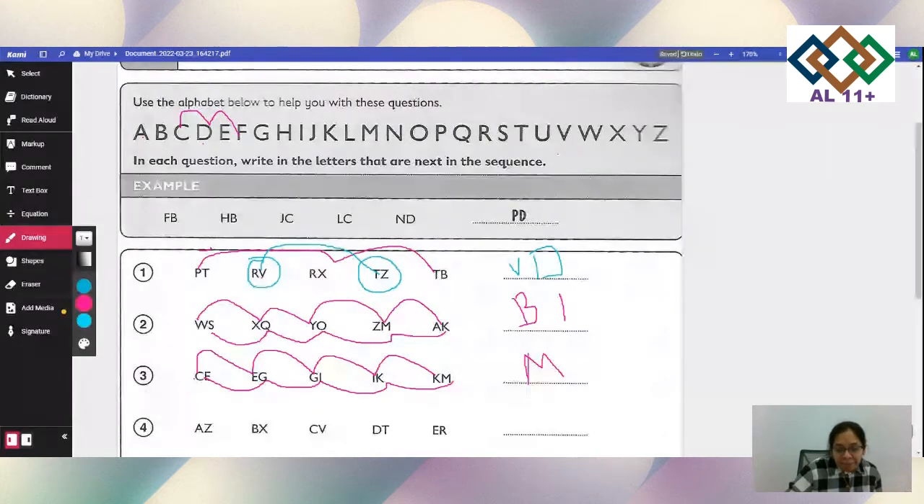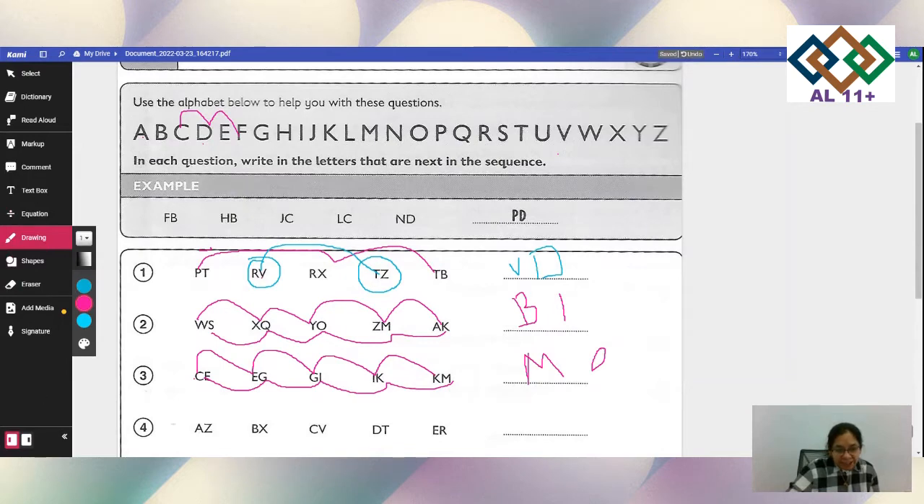Let's try doing the pattern of what's happening in the second one. It's E to G. E is here and your G is here. So again you're going plus 2, then G to I again plus 2, then I to K again plus 2, K to M again plus 2, and from M try going plus 2. Plus 1 is N and plus 2 is an O.